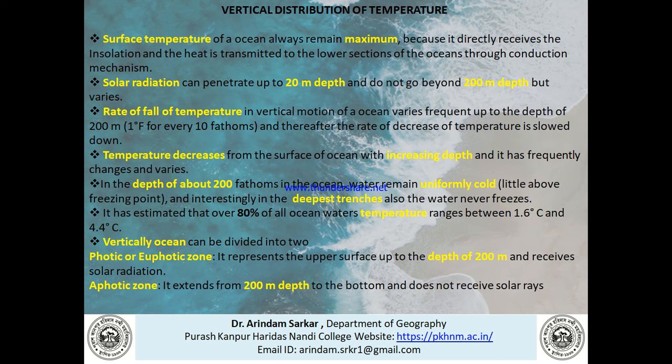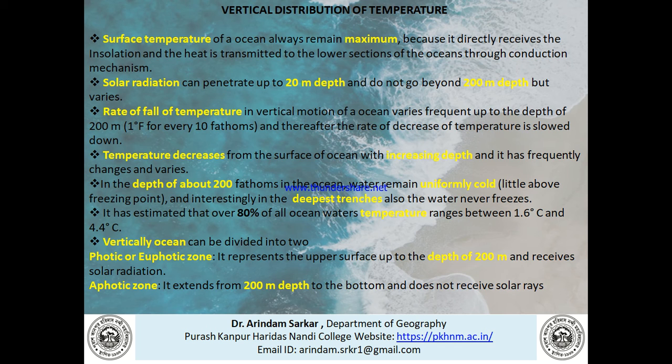We can divide the ocean in a vertical section into two specific zones. One is photic and another is aphotic. Photic represents the upper surface up to the depth of 200 meters and receives solar radiation. Photic zones can receive solar radiation. The maximum phytoplankton or ecosystem is getting the solar radiation from that area.